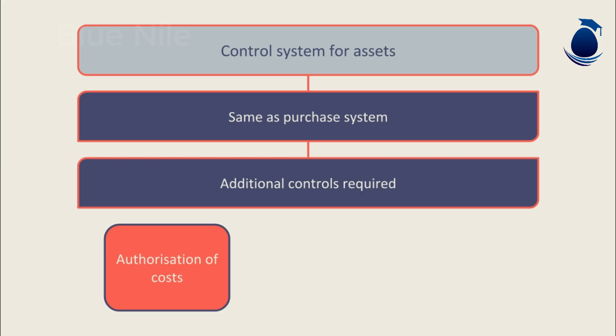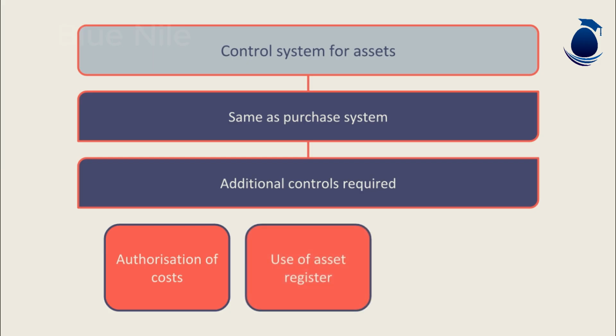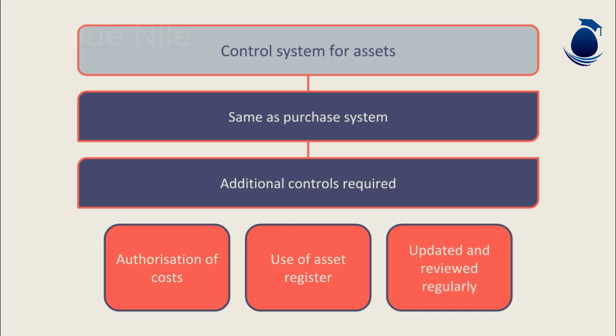The other would be the use of the asset register. This spreadsheet will record all details in relation to the assets in the business, including the date, cost, depreciation, carrying value, location, and disposal date and proceeds. This should be updated and reviewed regularly and compared to the accounting system to ensure there are no errors.